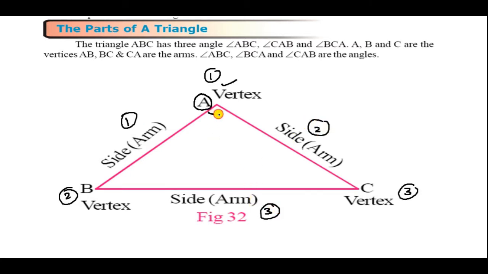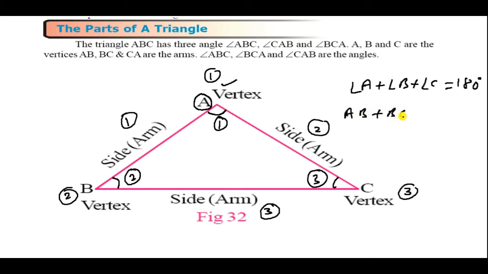And there are angles: the first angle, the second angle, and the third angle. What is the angle property? Angle A, angle B, and angle C together are always 180 degrees. In any triangle, the essential condition is that AB plus BC is always greater than AC. Always remember, the sum of two sides is always greater than the third side. It is the necessary condition for a triangle.